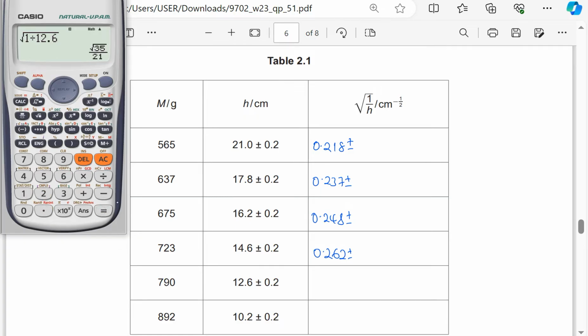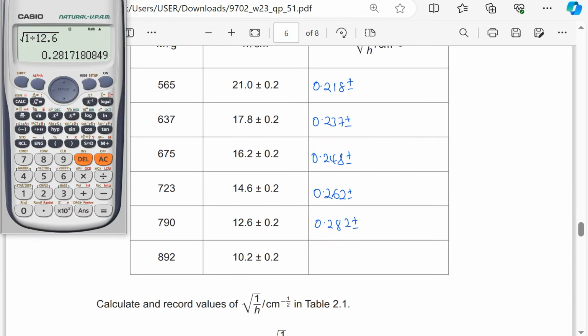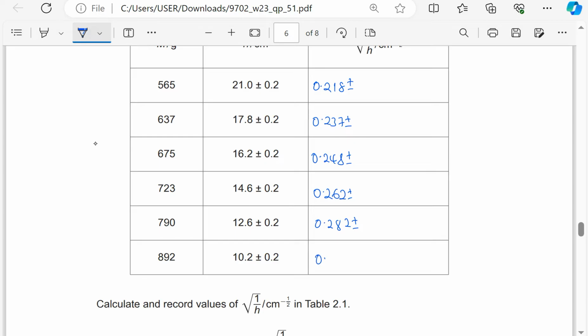12.6, which is 0.282 plus or minus. And the last one is 10.2, which is 0.313.